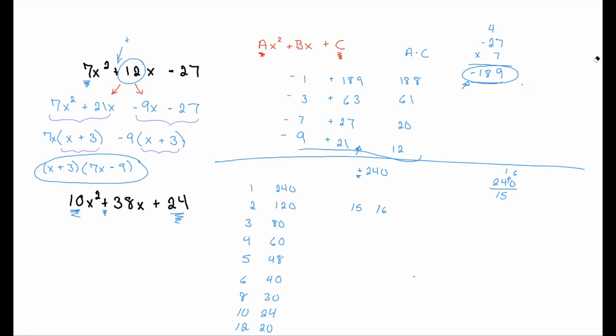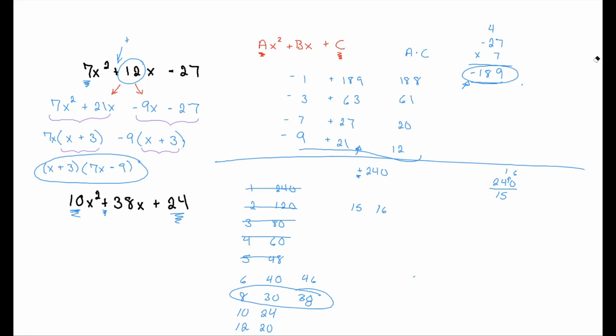Now that we've had some practice, I'm going to skip quite a ways down because I need to find two numbers that add together to be 38. I know these aren't going to work. So let's jump down. 6 plus 40 is 46. 30 plus 8 is 38. It looks like we're here.